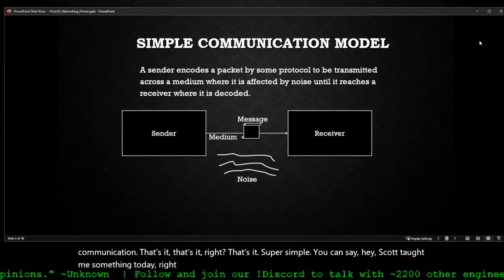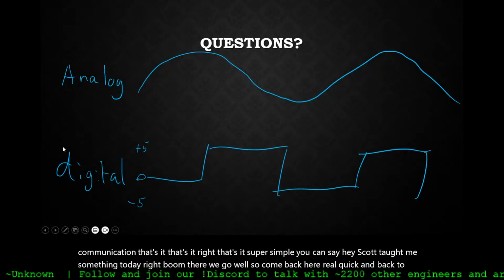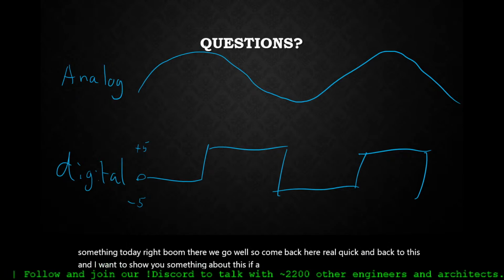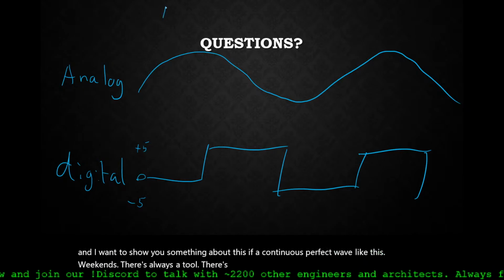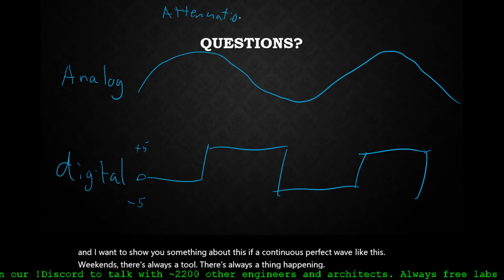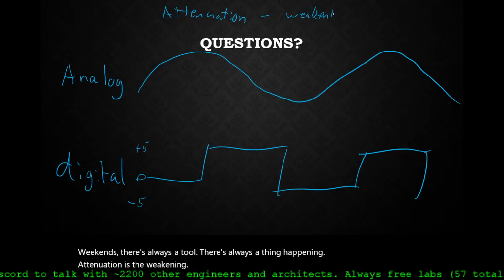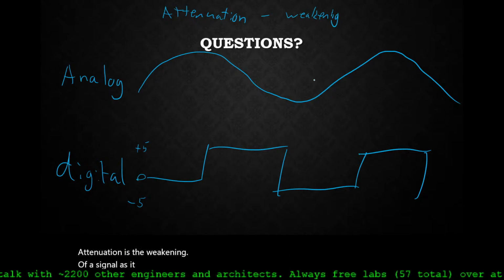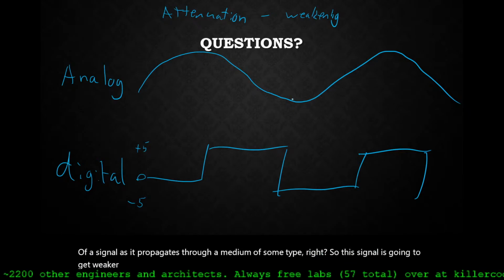Well, come back here real quick and back to this. I want to show you something about this. If a continuous perfect wave like this weakens, there's always a thing happening: attenuation. Attenuation is the weakening of a signal as it propagates through a medium of some type. So this analog signal is going to get weaker.